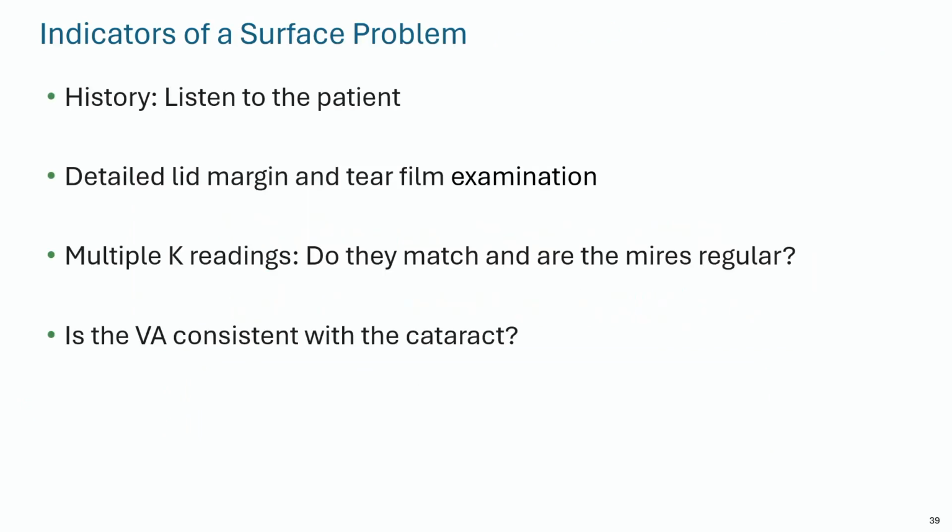What are the indicators of a surface problem? Listen to the patient. This patient wasn't just complaining of blurred vision, it was getting worse at the end of the day. So, cataracts tend to not get worse by the hour.